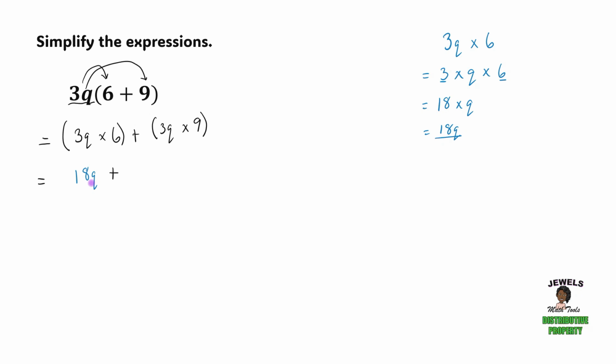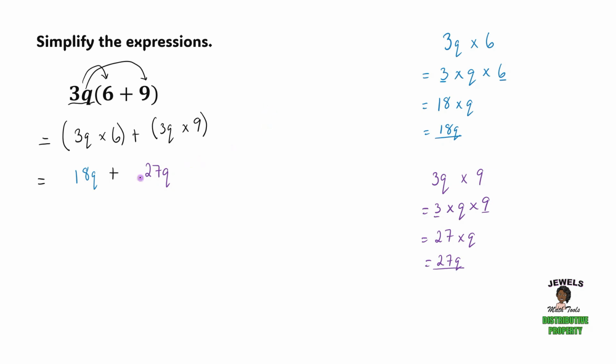So now let's simplify our second bracket. And we have our 3q being multiplied to 9. And again, 3q means that 3 is being multiplied to q, which is being multiplied to 9. And we're multiplying our 3 times 9, which is equal to 27. And our 27 times q will equal 27q. And we're going to return our solution once again back to our question.